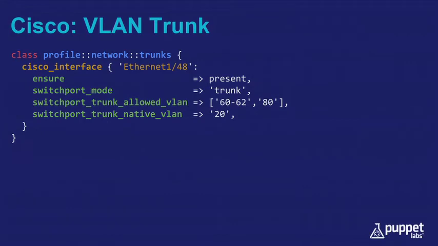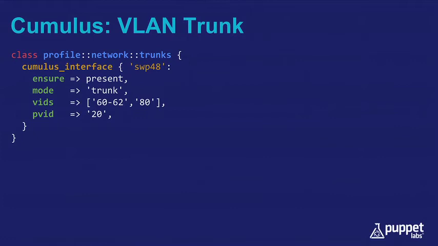And then lastly, there's a native VLAN that we're putting into that trunk. The Cisco one looks very similar. Here we're using the same Ethernet interface, setting it to trunk, passing in the range of VLANs, and our native. Lastly, again, the Cumulus, it looks almost exactly the same.